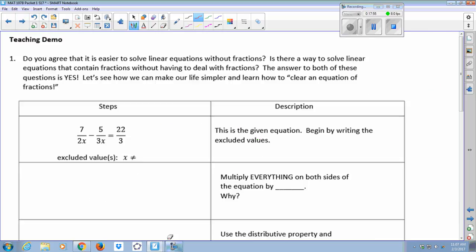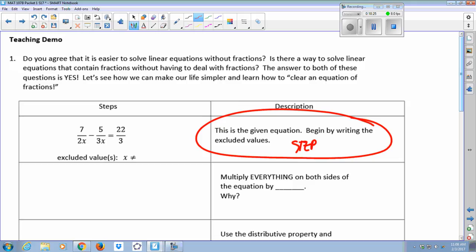All right, let's take a look at our very first problem in the teaching demo. So all this language up here in number 1 is my hope to convince you that yes, it's a lot easier to solve these equations by getting rid of the fractions. So let's see where we want to start today. This first description is very important. I call this step 0, but it's the step to do. I call it step 0 to help you remember the most important thing about these equations is you cannot have a denominator that equals 0.